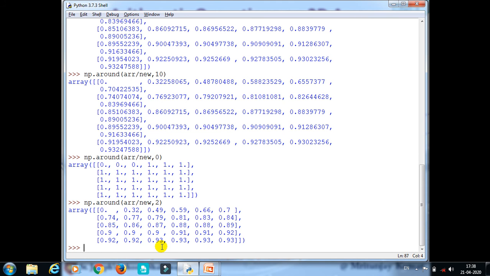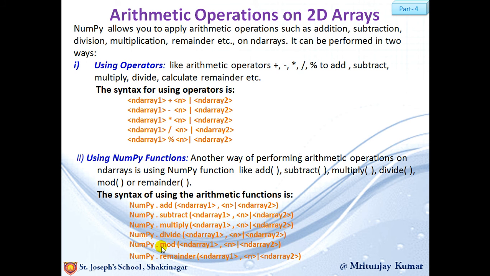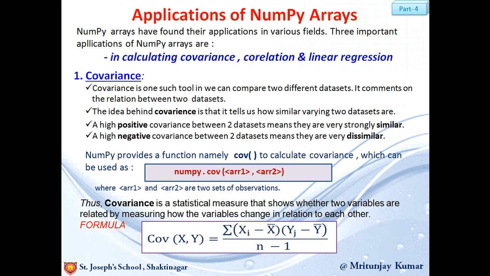Now moving to the next topic, we'll see applications of NumPy. NumPy arrays have found their application in various fields, and there are three important applications of NumPy arrays: one, it is used in calculating the covariance; second, it is used in correlations; and it is also used for linear regression. So we'll start with the covariance. What is covariance?